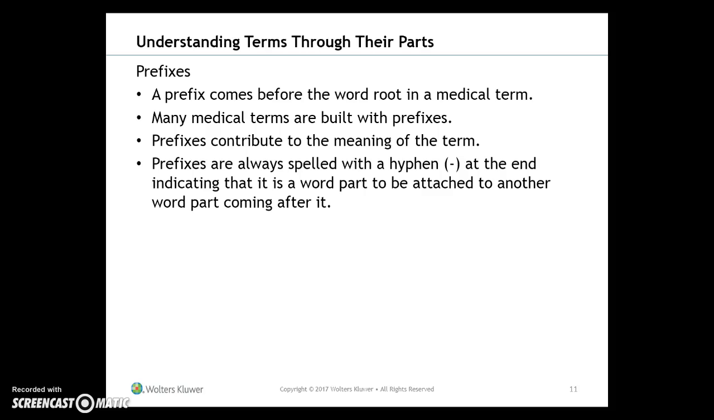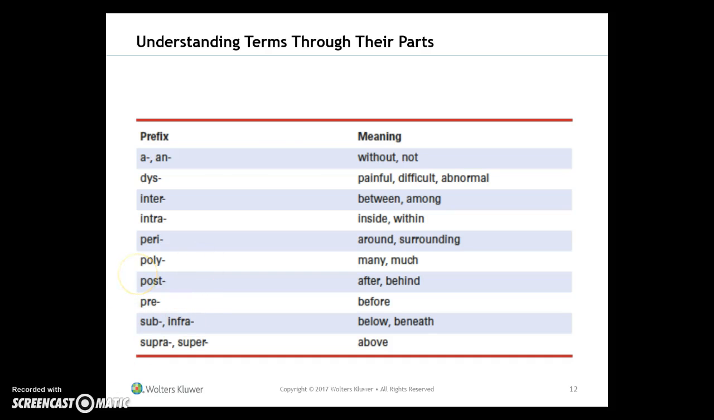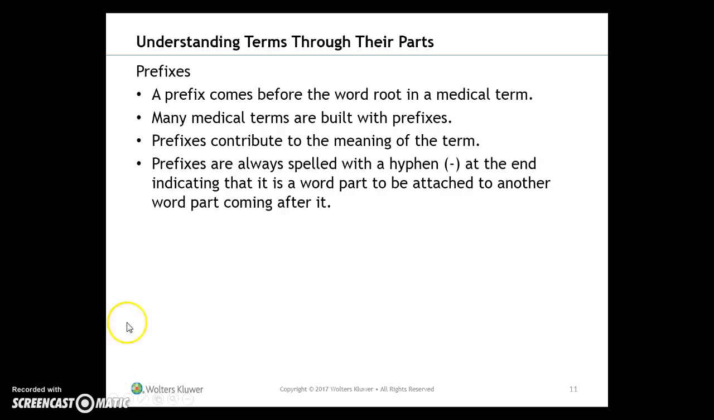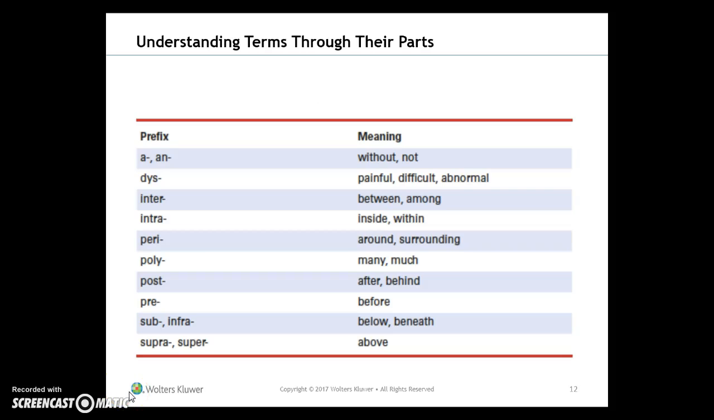Another example is the prefix post, which means after. So post is the opposite of pre. The term post-surgical refers to something that happens after surgery. For example, post-surgical medications are given after an operation. So you're really going to have to memorize these prefixes and really listen to them.